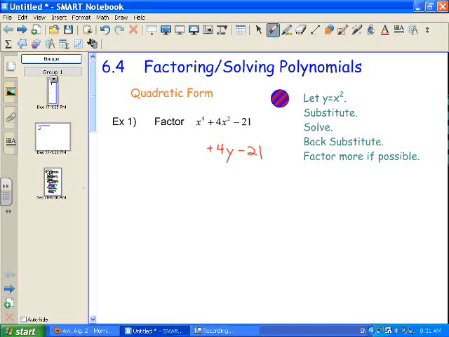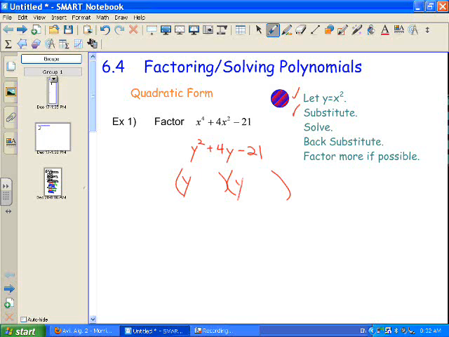Y to the 4th. No, it's an x to the 4th now. I'm trying to get rid of that 4. Y squared. Because if I square a squared, I would get a 4th, right? So now this looks like something that we're used to, and that factors, right? So I let y equal x squared, and I substituted. Now I'm going to try to solve this thing.